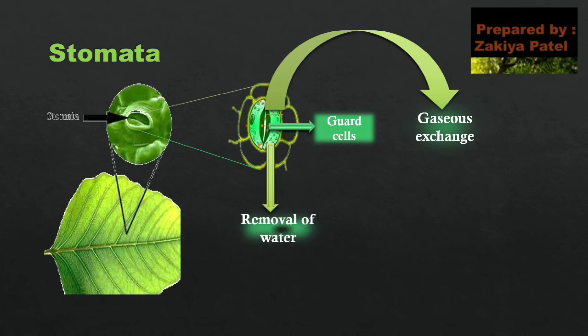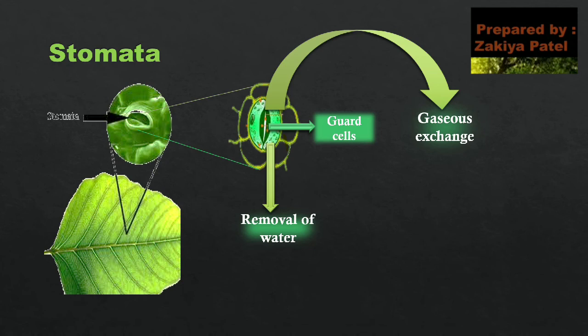What do you mean by gaseous exchange? As we know, plants carry out photosynthesis, and during photosynthesis they need carbon dioxide, and after completion of photosynthesis they remove oxygen. So taking in carbon dioxide and taking out oxygen is done through the stomata. Also, the excess amount of water which is removed by the plant during transpiration is also done by the stomata. Okay, dear students, are you clear with that?